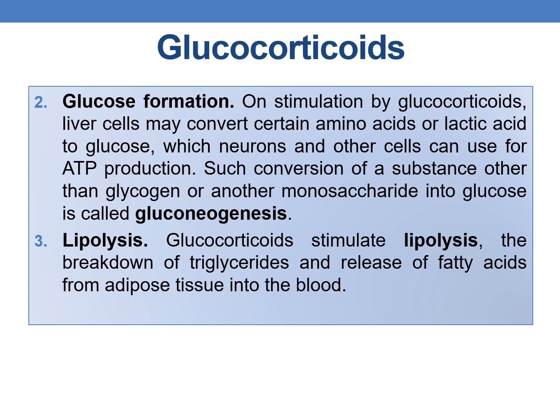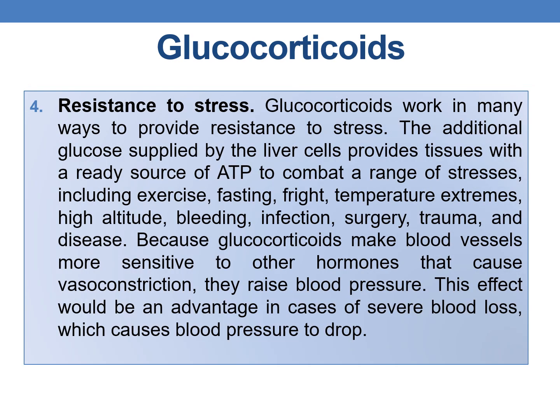The next is lipolysis. Glucocorticoids stimulate lipolysis, the breakdown of triglycerides and release of fatty acids from adipose tissue into the blood. The next is resistance to stress. Glucocorticoids work in many ways to provide resistance to stress. The additional glucose supplied by the liver cells provides tissues with a ready source of ATP to combat a range of stresses including exercise, fasting, fright, temperature extremes, high altitude, bleeding, infection, surgery, trauma and disease.